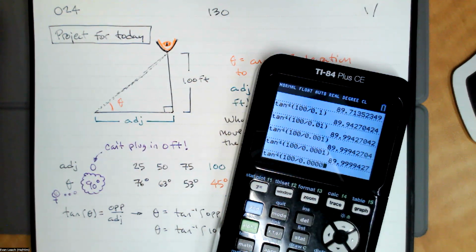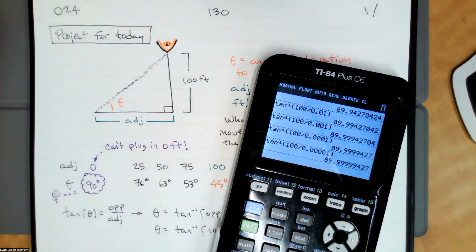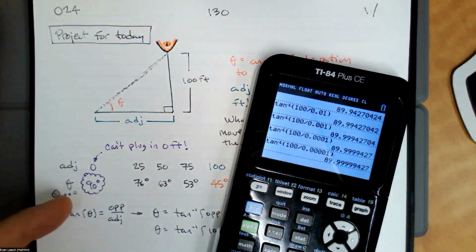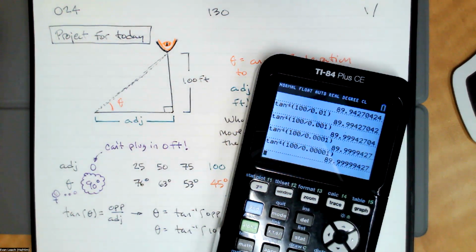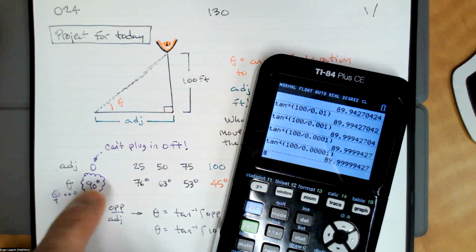And this does seem to match our intuition when we were thinking about what's going on with the problem. If we're standing exactly at the base of the tower, our angle of elevation is going to be directly up, and that's an angle of elevation of 90 degrees. So we can't plug in 0 feet, but we can plug in stuff that's close to 0 and see if it matches our intuition about what's supposed to happen.